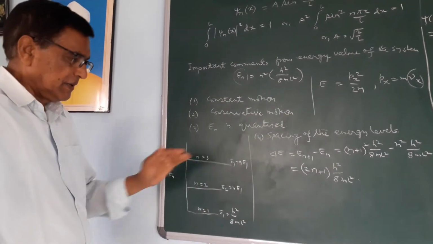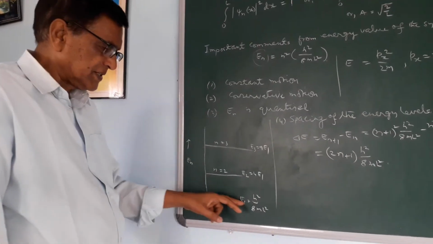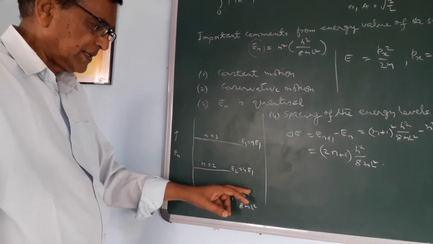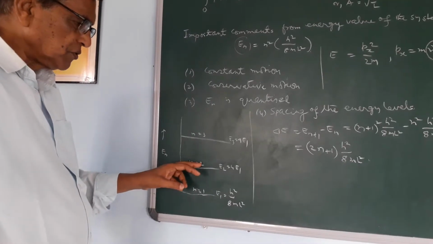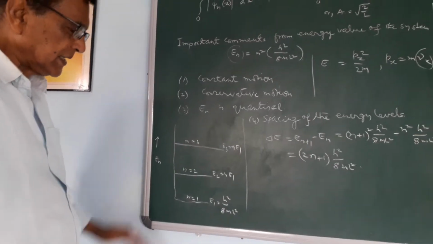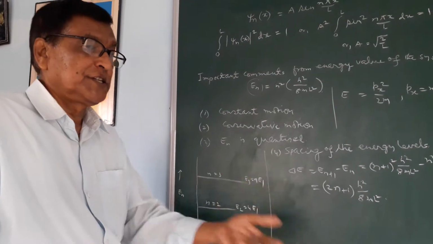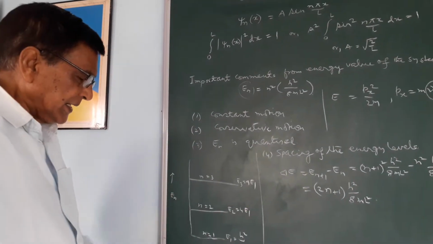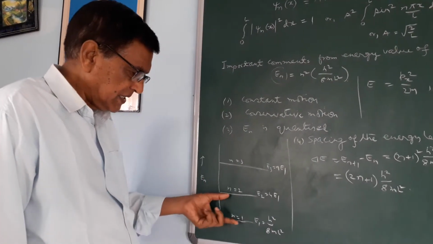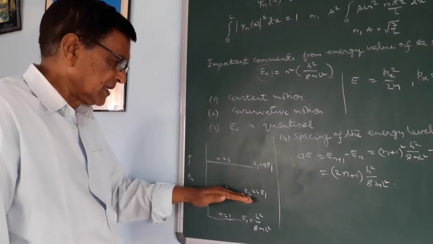If we give a sketch of these energy values in terms of energy levels, then n equal to 1, the minimum value of n equal to 1, and E1 equal to h square divided by 8mL square. n equal to 2, E2 equal to 4E1, n equal to 3, E3 equal to 9E1. That means this particle will take energy in a discrete fashion, not continuously. In between two energy levels, the particle cannot accept any energy. Either this particle will take this energy or this energy or this energy.